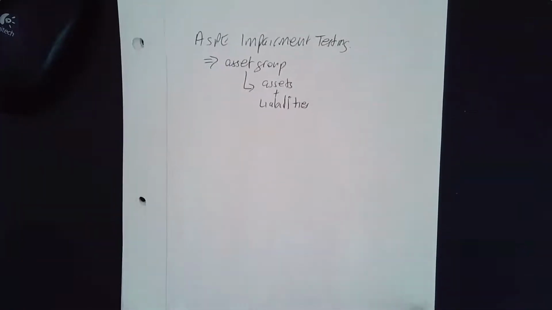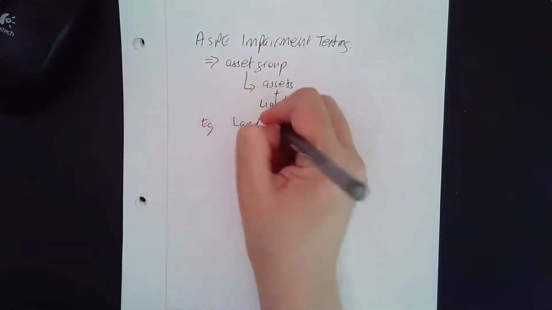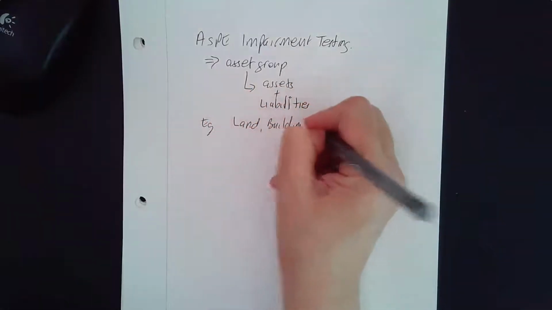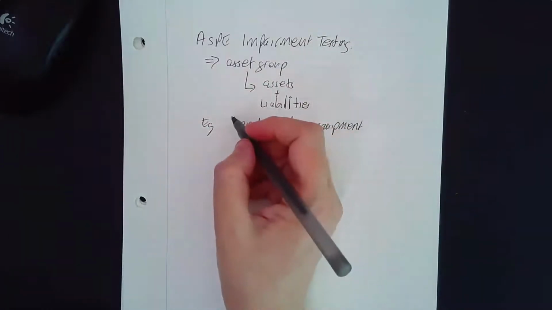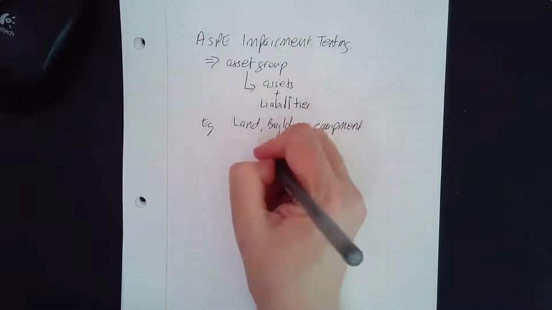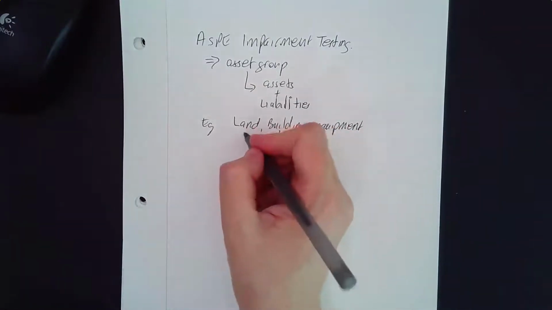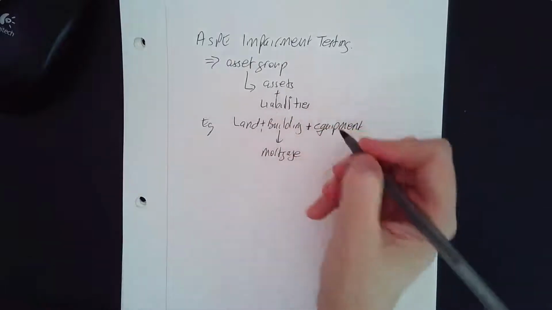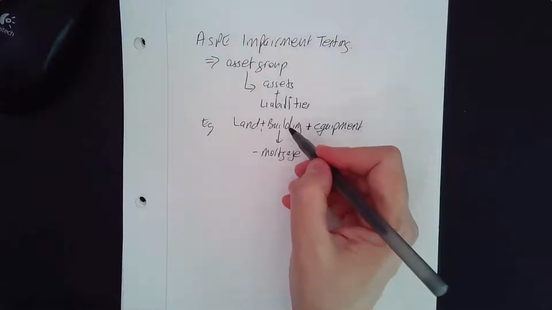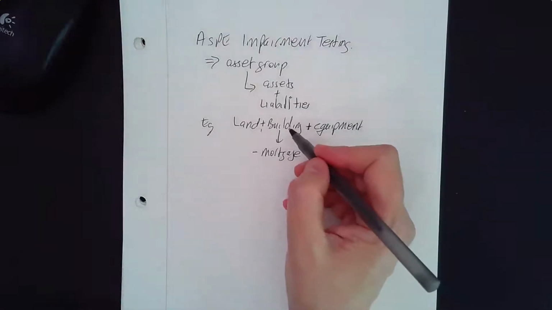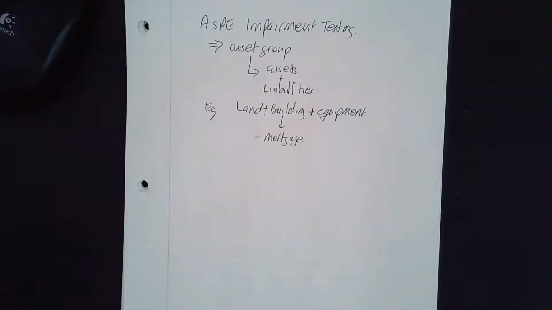So let's give an example. Let's say the asset group is land, a building, plus equipment, because it needs all these assets in order to generate revenue, right? The building has a mortgage. So it's going to be the value of the land plus the value of the building plus the value of the equipment minus the value of the mortgage, because the mortgage is connected specifically to the building. Okay?